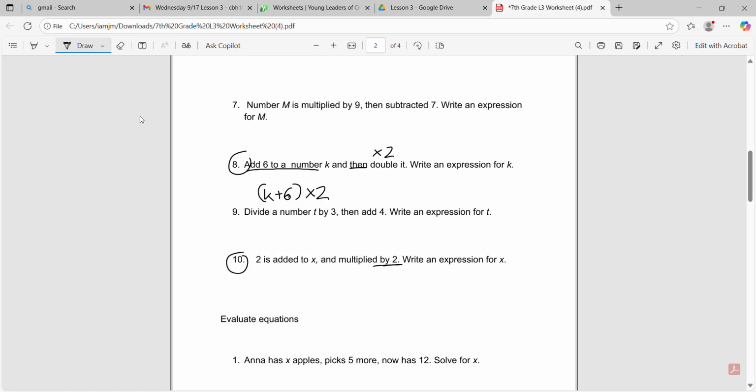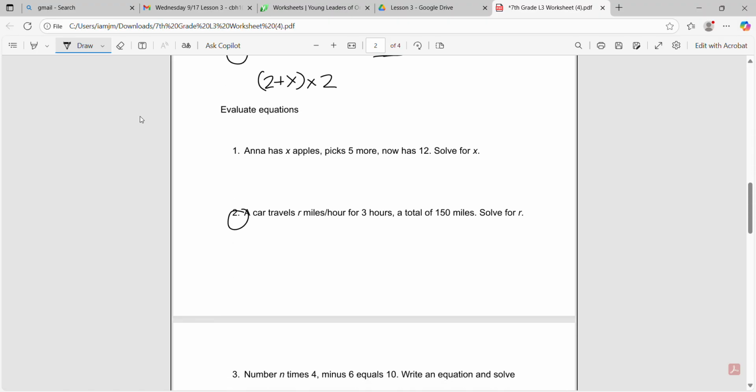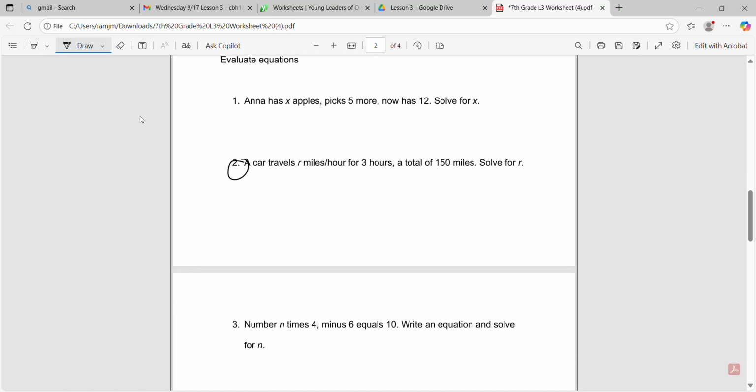Okay, so let's write that down in parentheses. 2 is added to x, multiplied by 2. Okay, nice job. Let's move on to our second part of the worksheet, evaluating equations.